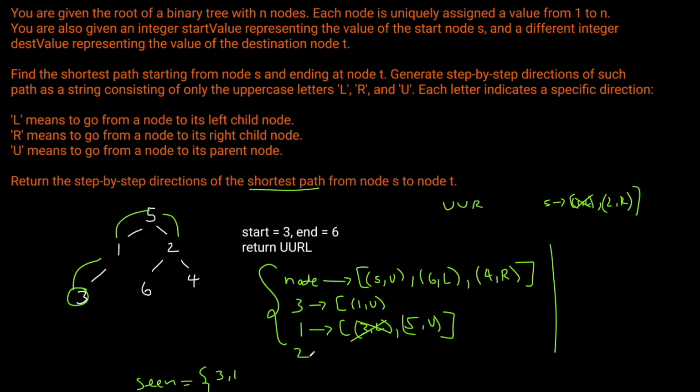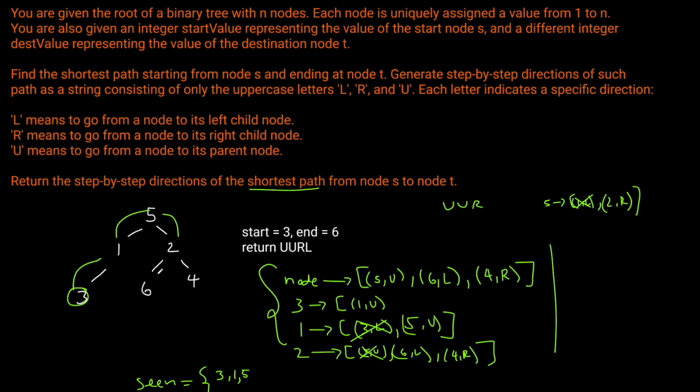And now, okay, let's go to the 2 here, and we're going to say, okay, what are its options? Well, 2 can go up to the 5, but remember, we just visited 5, so that means that 5 is not going to be available to visit because we've already been there. And we could go left to the 6, or we could go right to the 4. So we can do both of those options, and we'll have to try both because we actually don't know which direction to go. We have to try all the possible options.